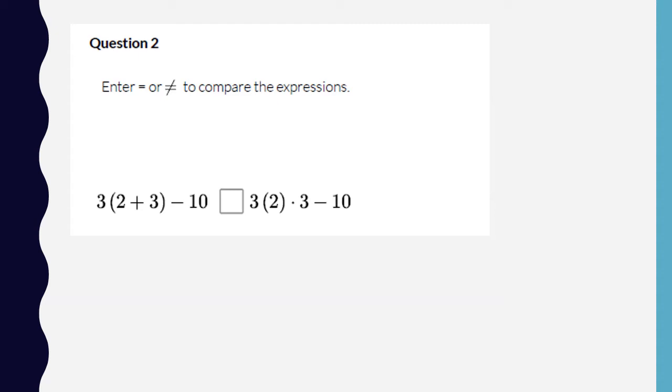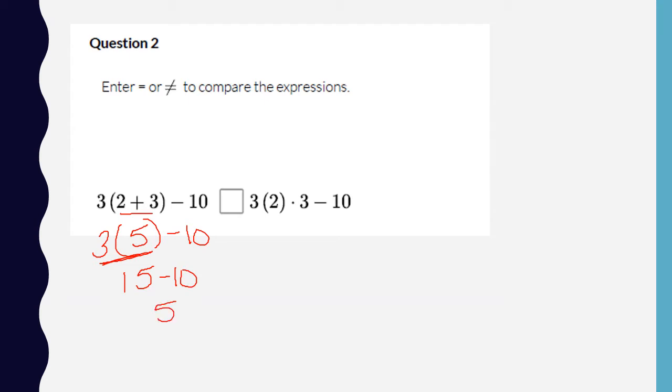Number 2. 2 times the quantity of 2 plus 3 minus 10. We want to know equal or not equal to 3 times 2 times 3 minus 10. So the first thing we're going to do is look at this left side. 2 plus 3 is 5. Now we're going to multiply here. 3 times 5 is 15. Minus 10. 15 minus 10 gives us 5.